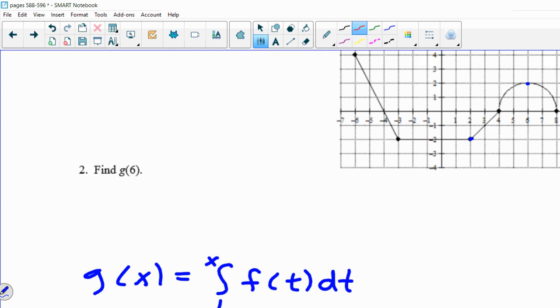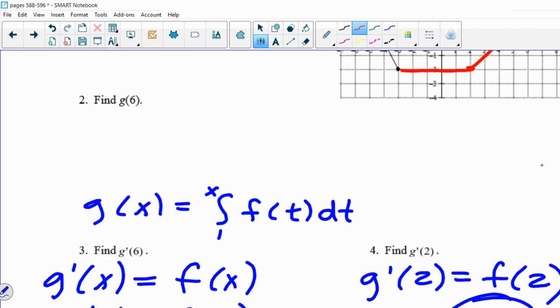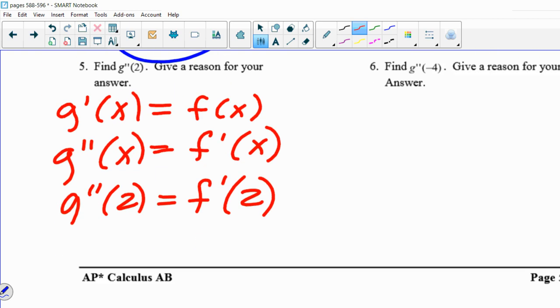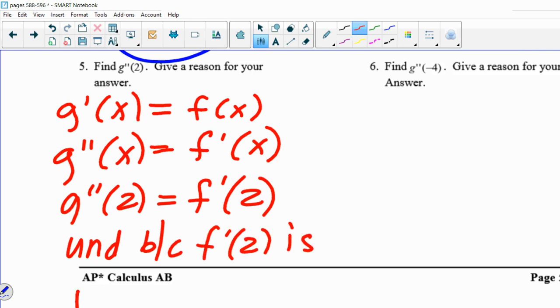Uh-oh. F prime of 2, right there. Remember, this is the graph of f. Can I take the derivative at that point? Nope. It's a pointy place. The calculus way to think about that, though, is the limit of the derivative from the left is not equal to the limit of the derivative from the right. That function is not differentiable at x equals 2. So this is undefined because f is not differentiable at 2.